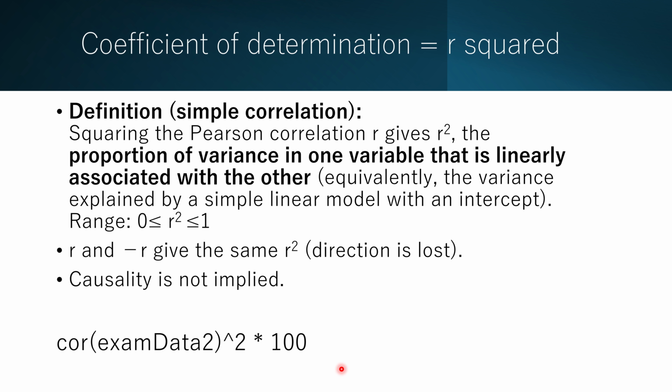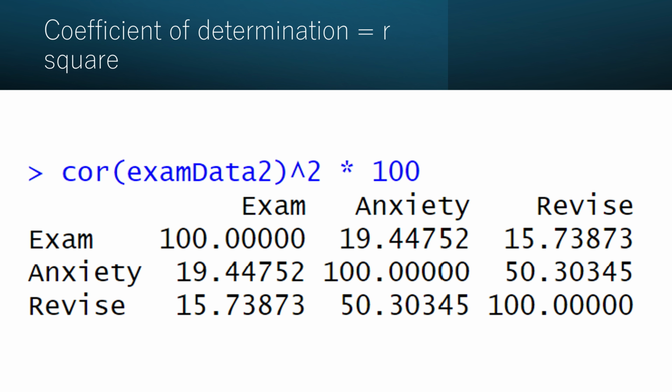So you can calculate how much association there is. This is the result here. This is the R squared. Exam is 100% explained by exam, of course. And anxiety is about 20%. Revise is about 6%. And anxiety and revise relationship is about 50% explained.